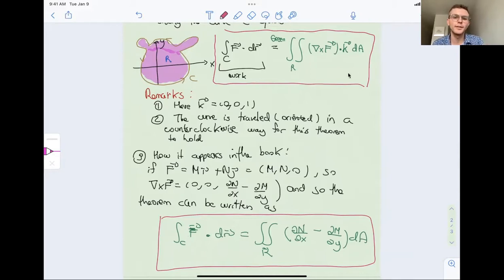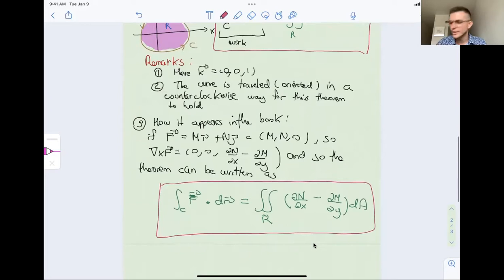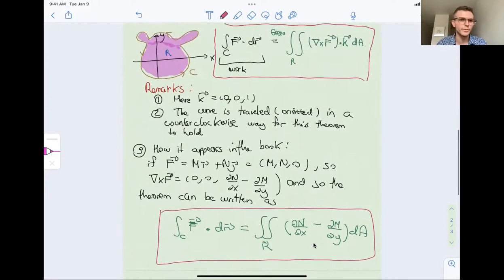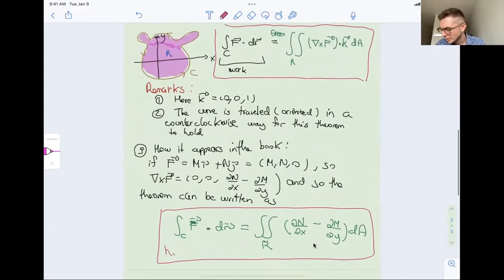It's a little bit worked out for you, because it's just writing the curl in this case. The top is the formula written in general, but if you work out the curl, you just get this particular vector, and so when you do the dot product, you just get this. This is the version of how we will use it.